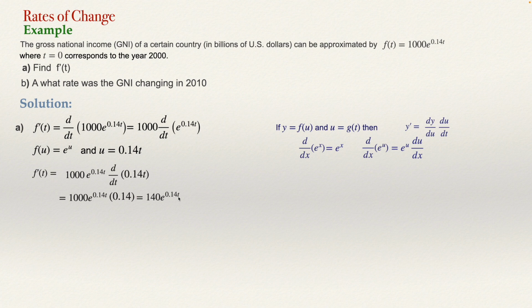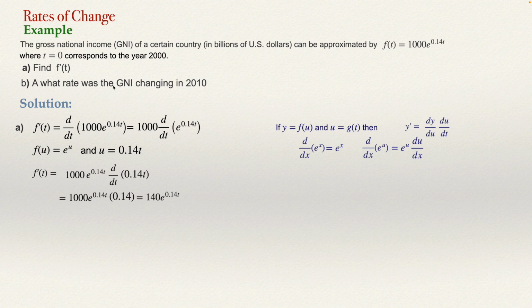So we know then, for the first question, the derivative of f with respect to t is 140 e to the power 0.14t. This is the rate of change of the GNI, so the rate of change of f at whatever value of t. So if t equals 0, I know that the rate of change was 140 e to the power 0. So it will be 140.